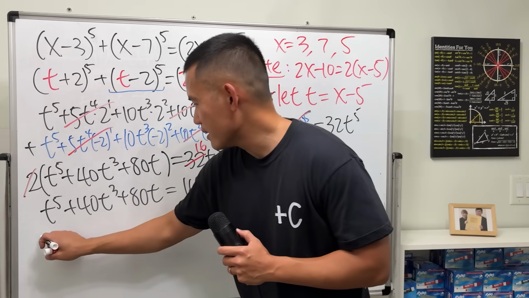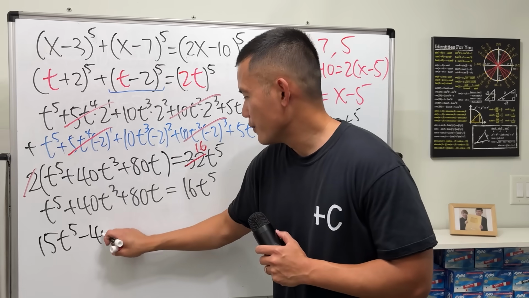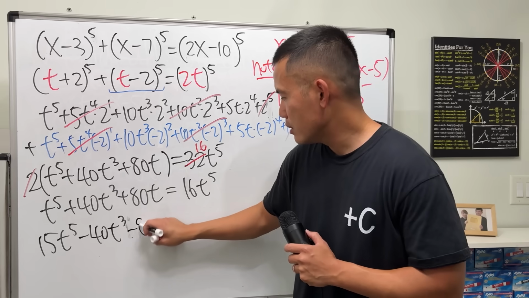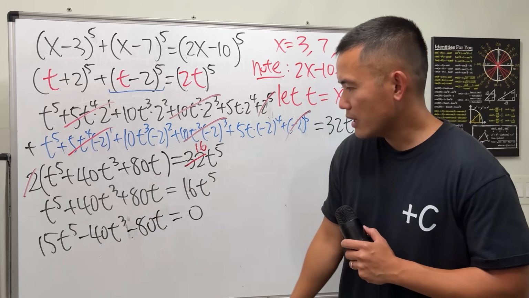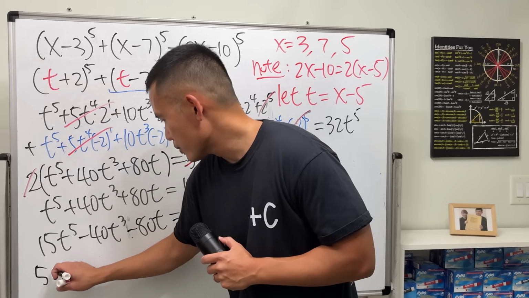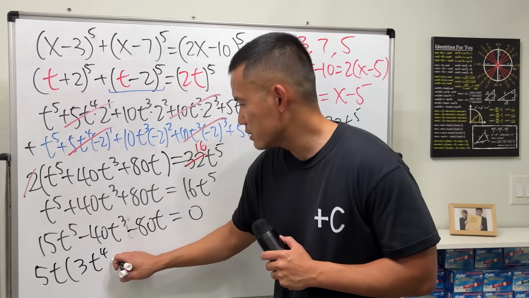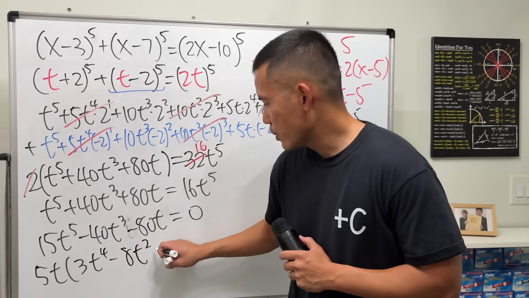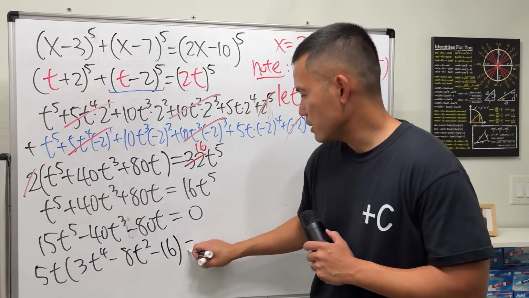So we get 15t to the 5th, right? And then minus 40t cubed minus 80t equals 0. And then we can factor out a 5 and also the t. And then we get 3t to the fourth minus 8t squared and then minus 16. That's equal to 0.